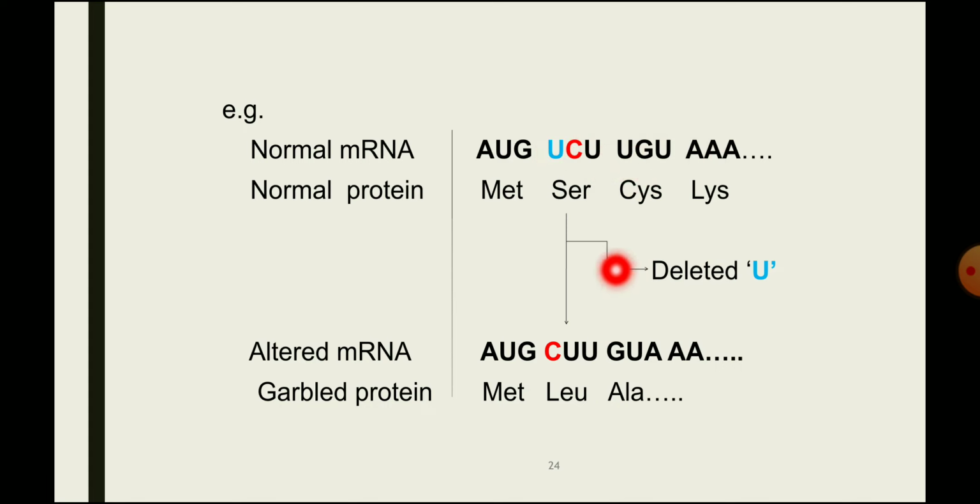So the amino acid again changed. Methionine, serine is replaced by the leucine, and then the cysteine is replaced by the alanine, like that. So this part is garbled, and the total protein also is changed. So this changed protein is called the garbled protein.